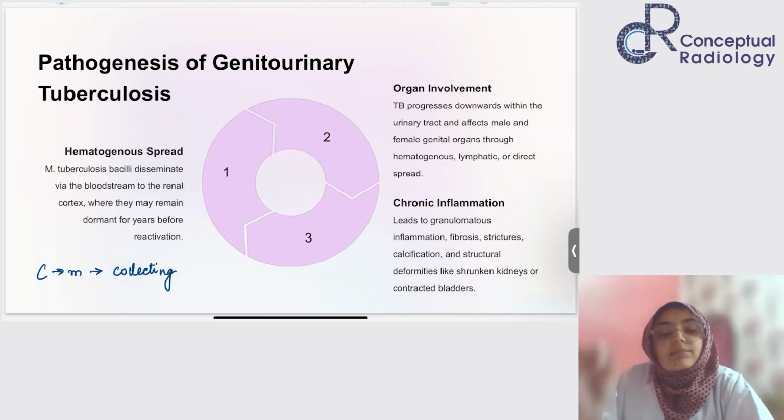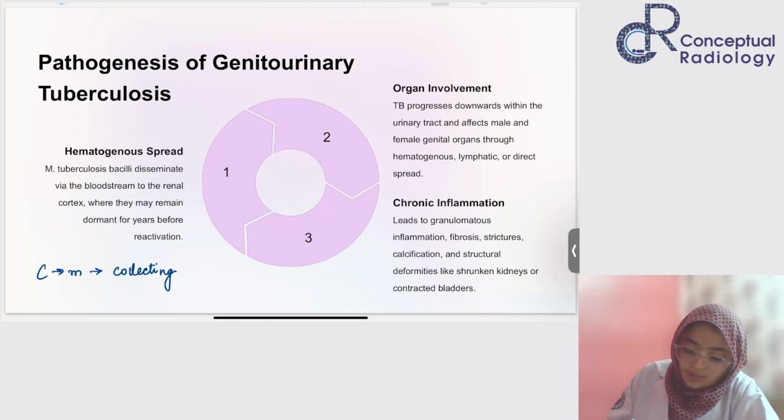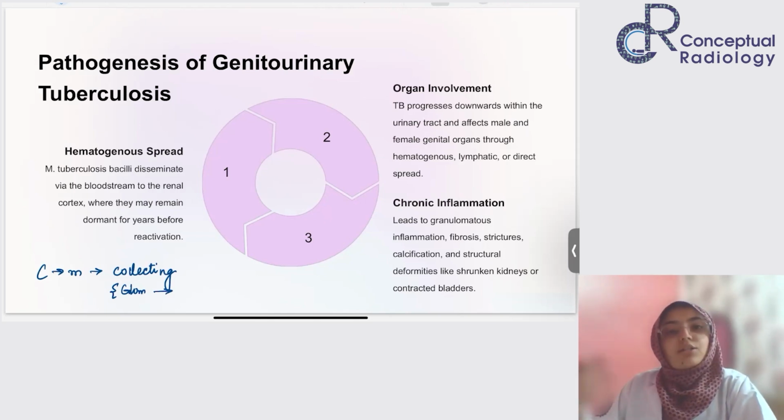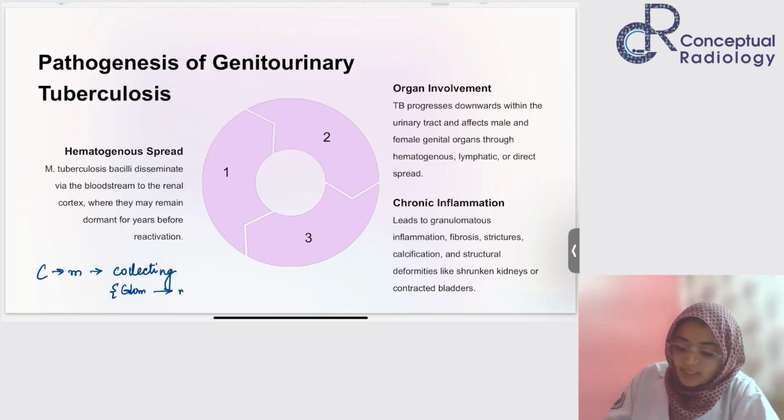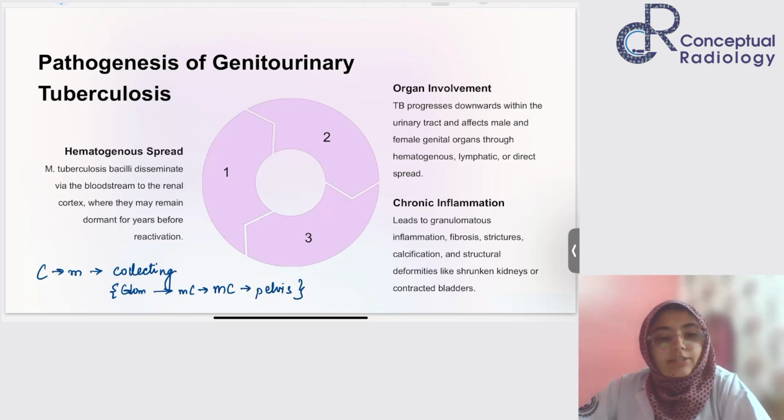In the collecting system, the process starts at the level of the glomerular capillaries, so it starts at the level of the glomeruli. And slowly it is going to involve the different parts of the collecting system, that is the minor calyx, then your major calyx, and then your pelvis. Okay. So we have a lot of great anatomy illustrations coming next. We'll understand how the disease spreads and the entire etiopathogenesis with the help of a diagram.